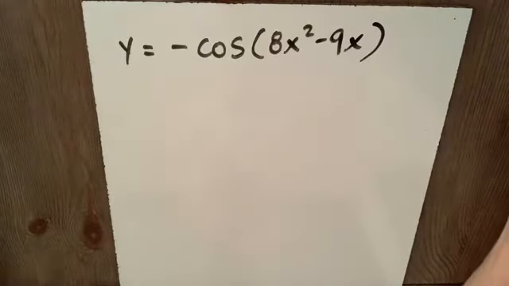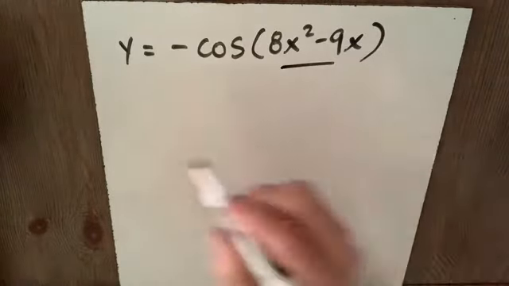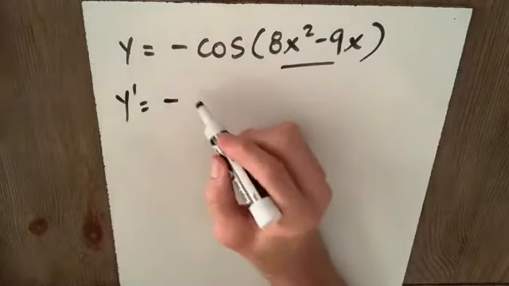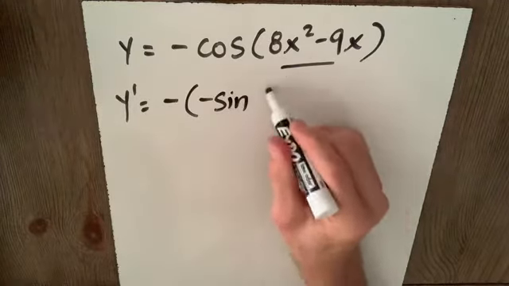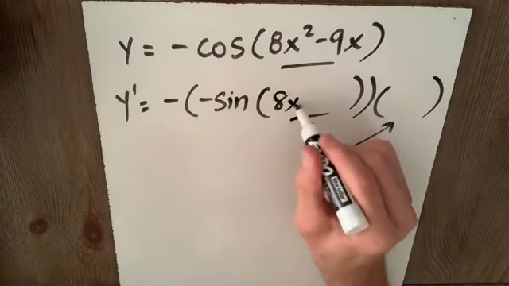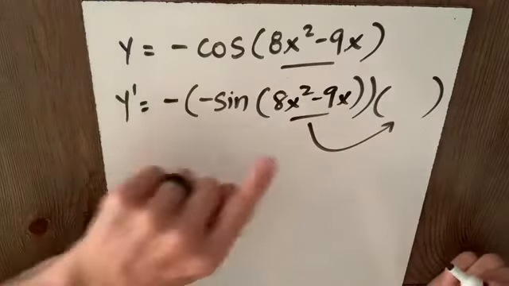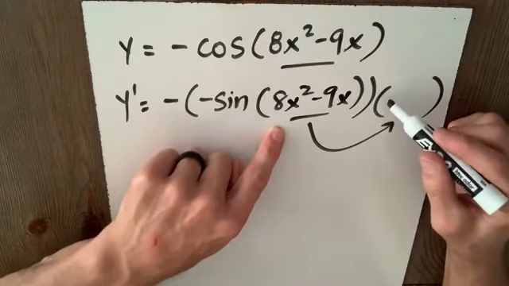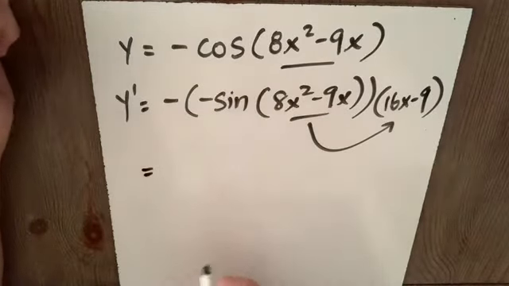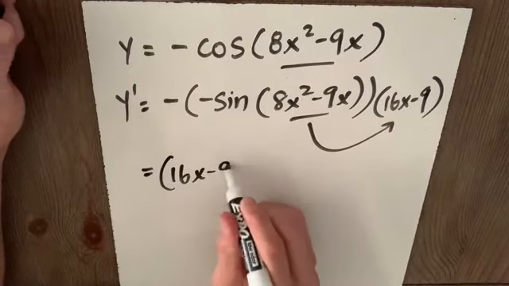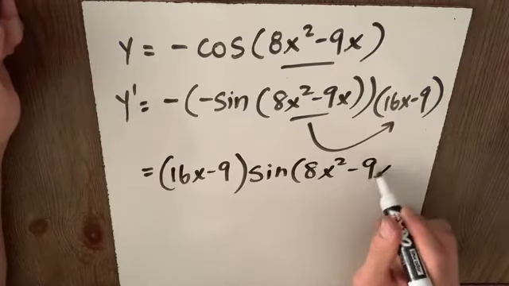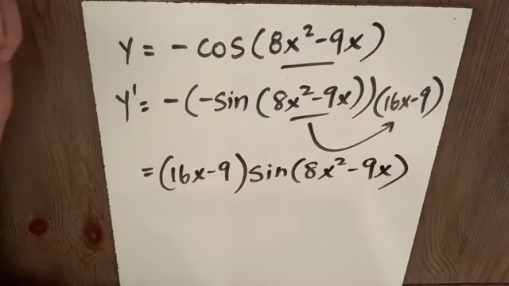Of course, when we see this parentheses here, we're thinking, oh, we got to use the chain rule. Y prime: the derivative of cosine is negative sine. So this is the opposite, or -1 times negative sine of whatever times the derivative of whatever's in parentheses. Well, this is 8x squared minus 9x, remains unchanged. The derivative of this, of course, using the power rule, is 16x minus 9. To give us, well, negative times negative is a positive. 16x minus 9, notice I bring that to the front, sine of 8x squared minus 9x. And we can just leave it like that.